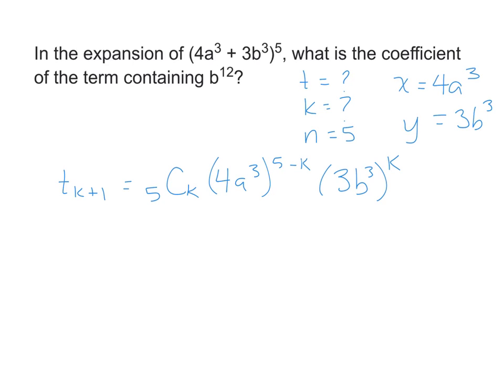So if I go back to the question, it's asking for the term containing a b to the power of 12. Well, what we have is b to the power of 3 to the power of k, and I need that to equal b to the power of 12. So I'm just going to put that here. B to the power of 3 to the power of k has to equal b to the power of 12. That's what I get from the question. What is k equal to? K is equal to 4.